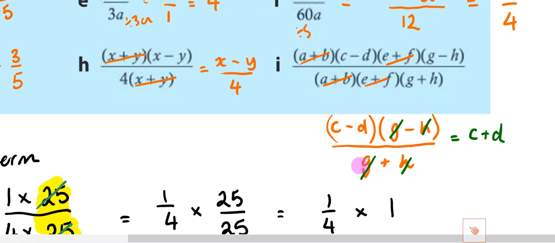I've used the process of, well, I remember in maths what we did was if there was a letter on the top and a letter on the bottom, we could cross them out. Rather than thinking, if there was a multiply by something on the top and a divide by the same thing on the bottom, I can cancel those two out because the multiplication and division of the same thing is the inverse. This is not the inverse of this, is it? Adding h is not the inverse of multiplying by g minus h.